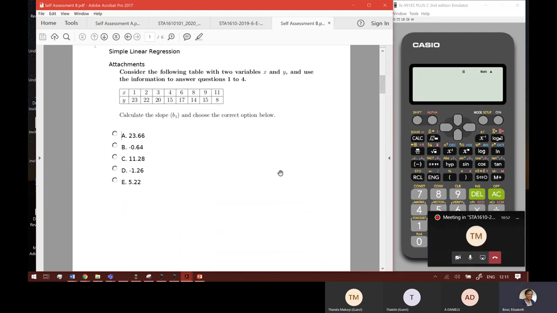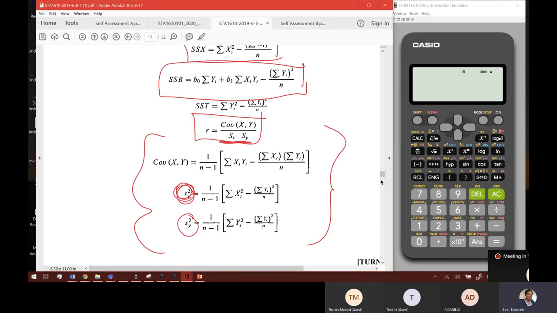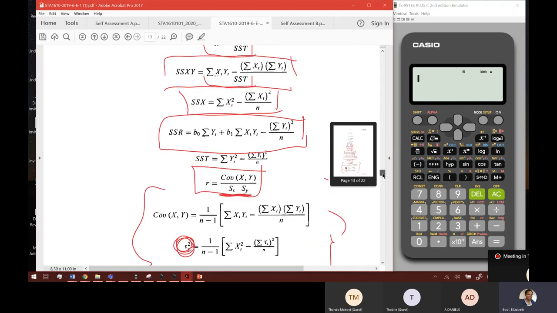Okay, so the first question is to calculate the slope. Remember, you can either use your calculator or you can use the formula. The formula to calculate the slope, we dealt with yesterday.